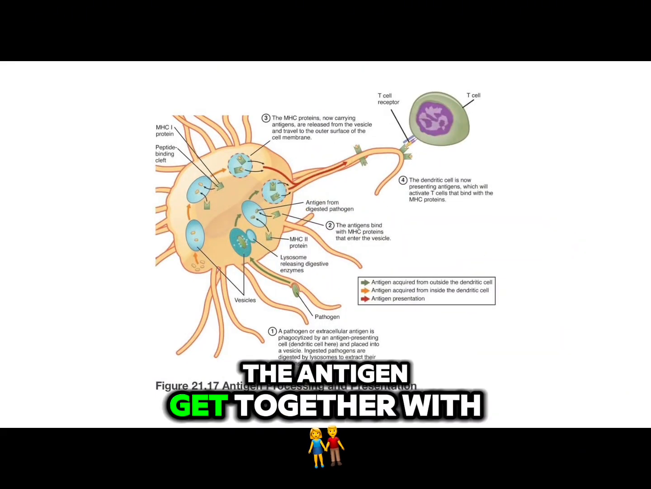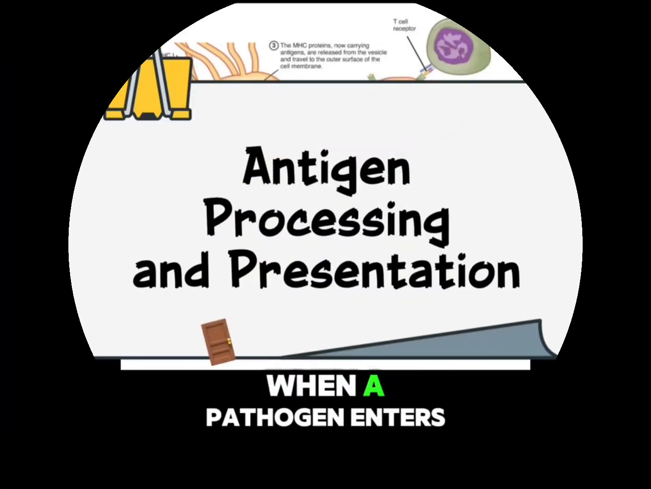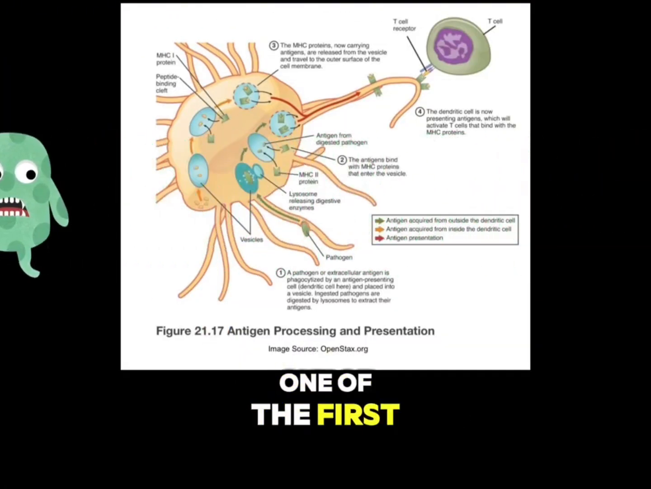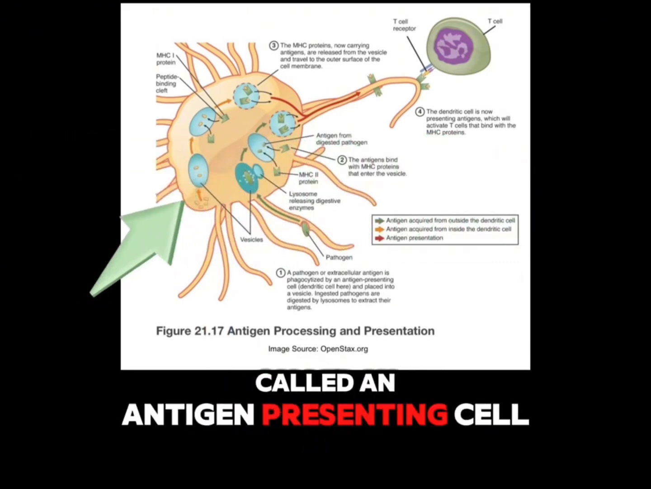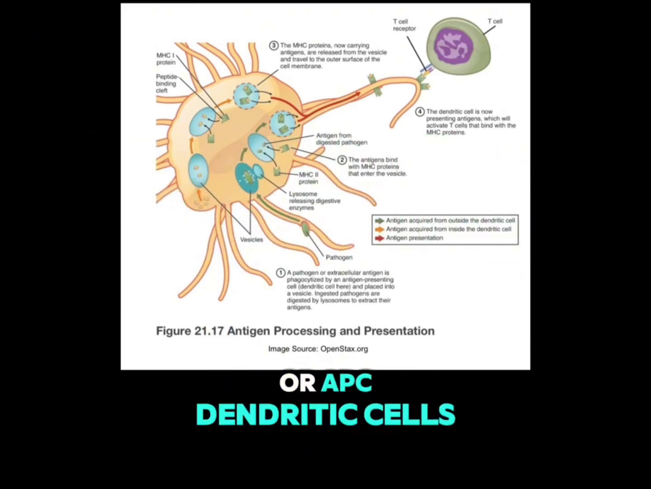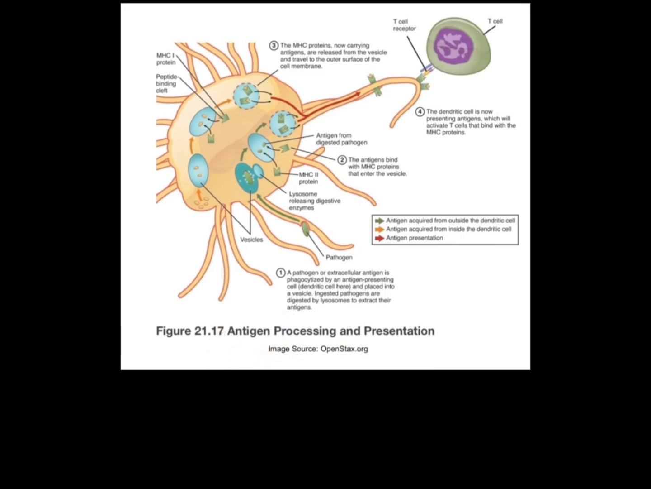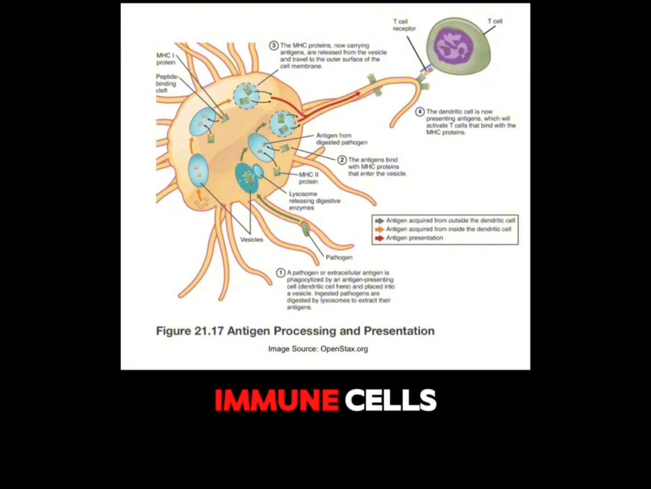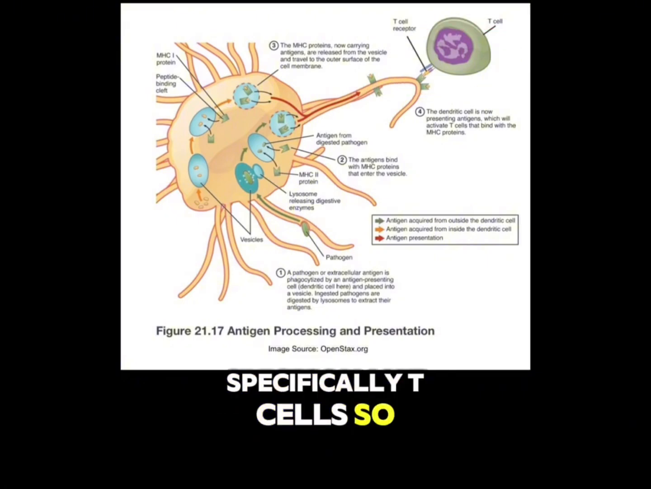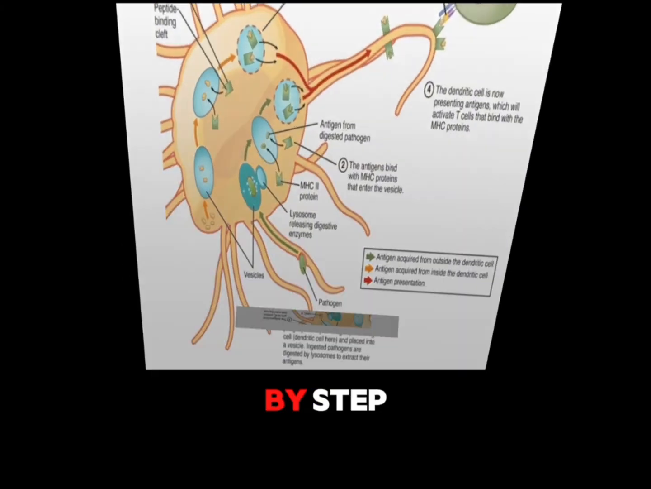How does the antigen get together with these MHCs and how does it know which ones to bind with? When a pathogen enters the body, one of the first responders is a special type of immune cell called an antigen-presenting cell, or APC. Dendritic cells are the best example of this type. Their job is to capture pieces of the invader, process them, and then present those pieces to other immune cells, specifically T cells, so the adaptive immune response can begin. Here's how it works step by step.